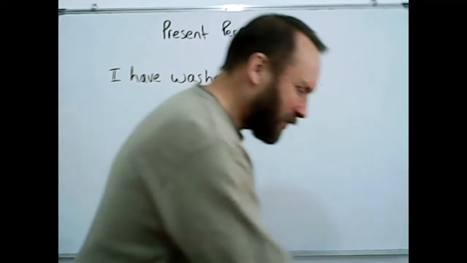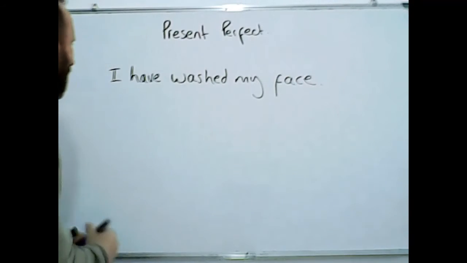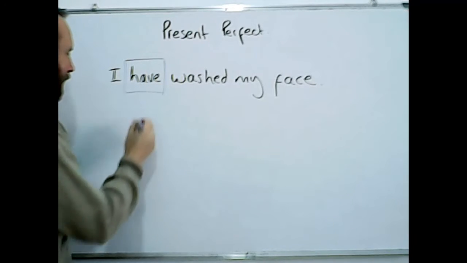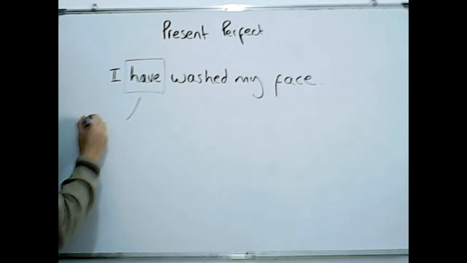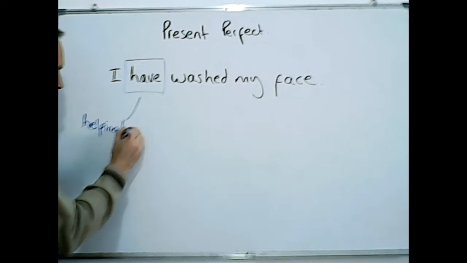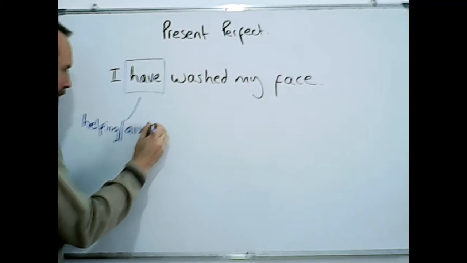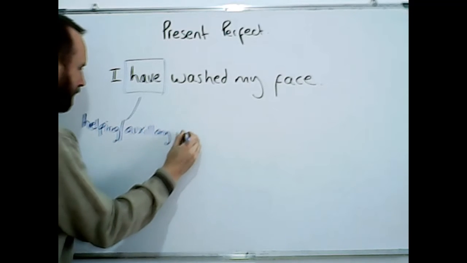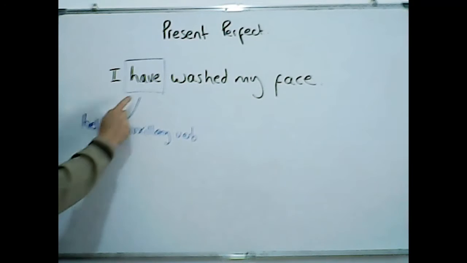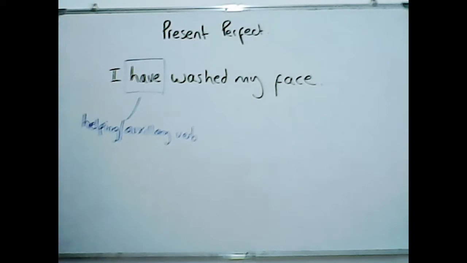Okay, so 2 different parts of the present perfect. Okay, the first one, we use the verb to have as the helping or auxiliary verb. Call it what you want, whether you call it the helping verb or the auxiliary verb.